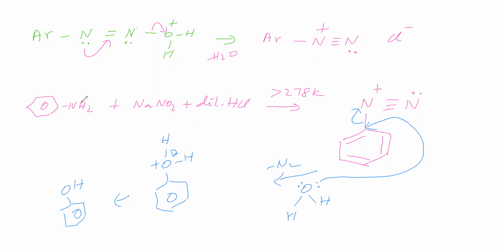So aniline we are taking, it is a primary amine, it is aromatic, it is going for diazotization to give a diazonium salt when the temperature is 0 to 5 degrees Celsius. When the temperature is greater than 5 degrees Celsius, diazonium salt undergoes decomposition because it is unstable and gives phenol, where the diazonium group is replaced by the OH group.